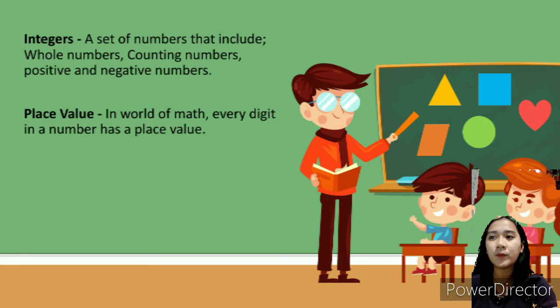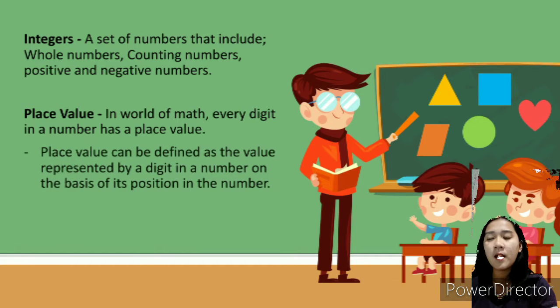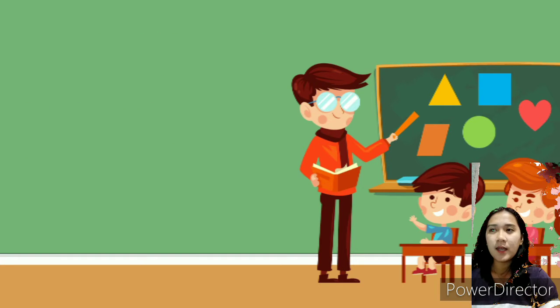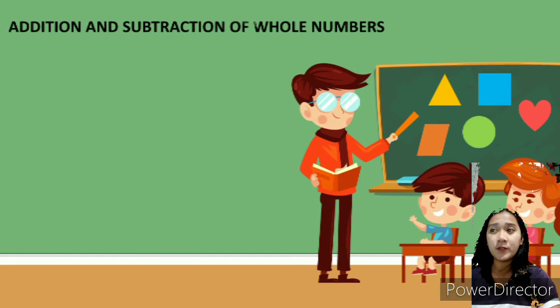Place value. In the world of math, every digit in a number has a place value. Place value can be defined as the value represented by a digit in a number on the basis of its position in the number.